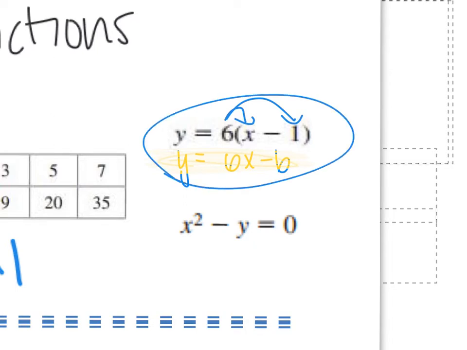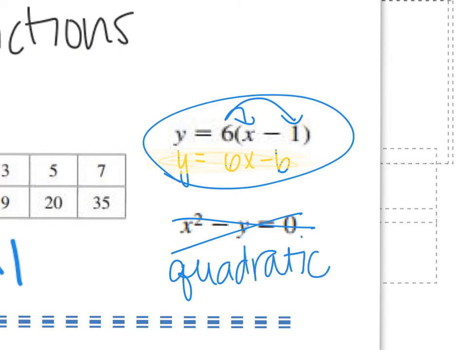If I look at the next one, this one down here, x squared minus y equals 0, this is not linear because it has x squared. So that x squared, that's going to make it a quadratic. That's going to make it the U-shaped graph.